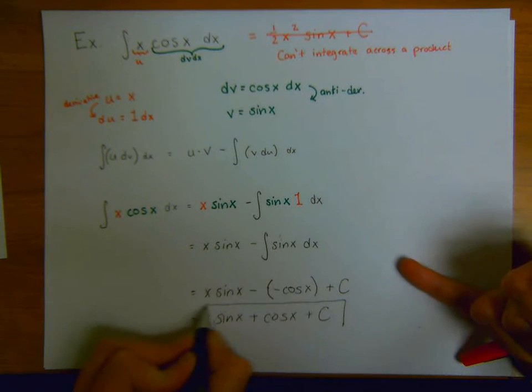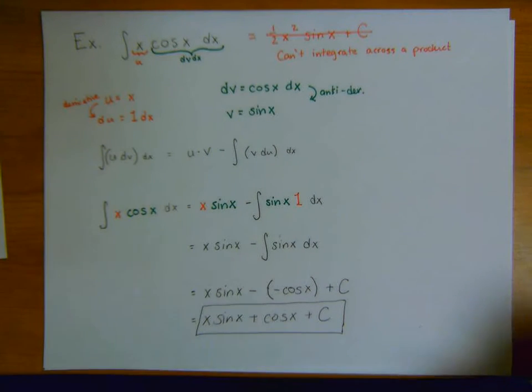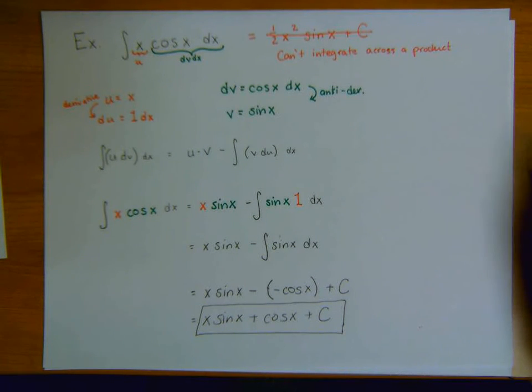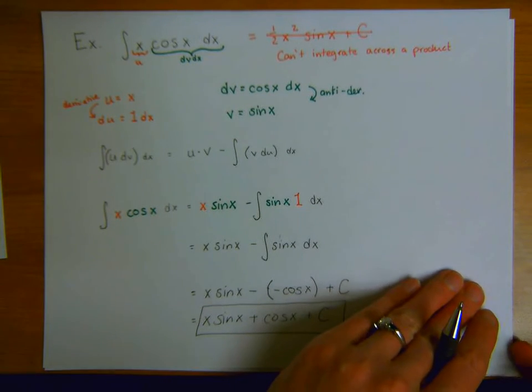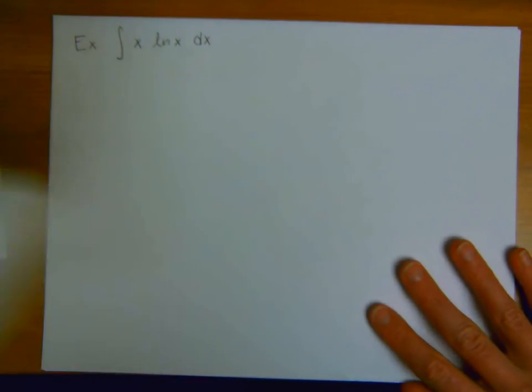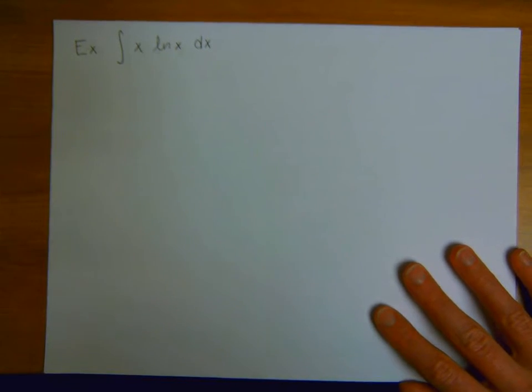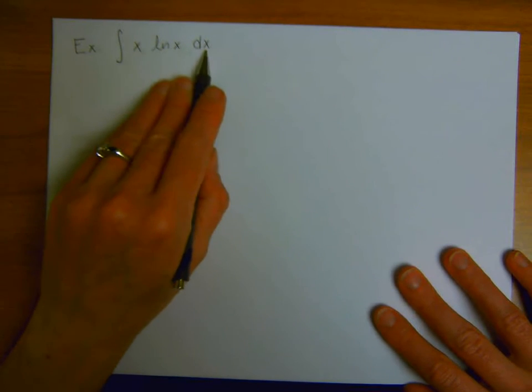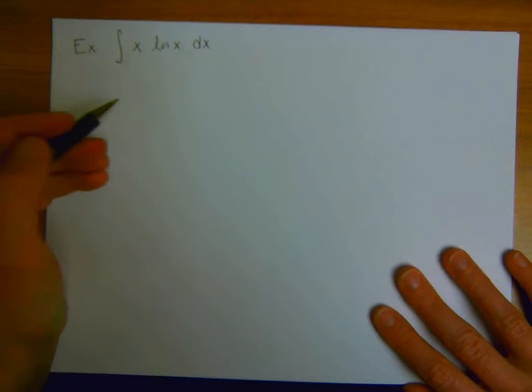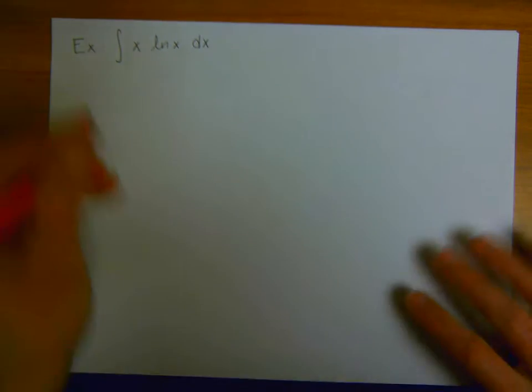In the remainder of the video, I'm going to do a number of examples so that we get the hang of where the u's and v's go and how to select which piece is which. So let's look at another example. I have x times the natural log of x dx, and I need to decide which piece is going to be my u piece and which piece is going to be my dv piece.